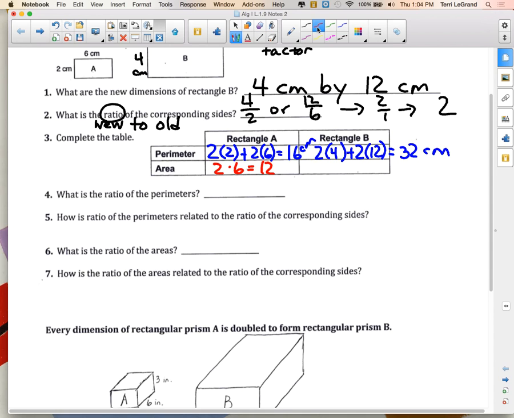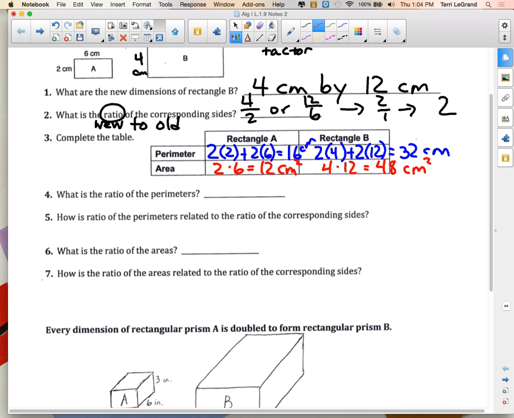So when I multiply centimeters times centimeters, that's really what's happening. 2 centimeters times 6 centimeters, and centimeters times centimeters is centimeters squared. And what's the area of the other one? 48 centimeters squared. Okay.